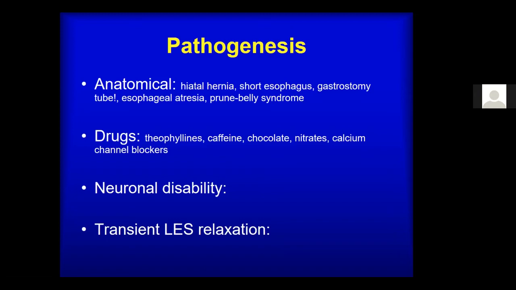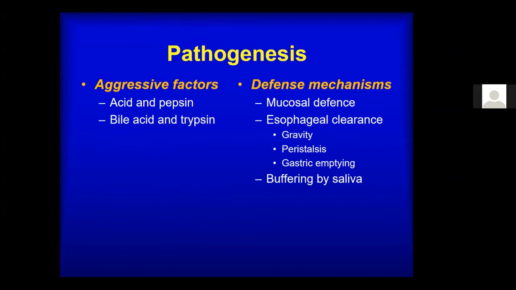Neuronal disability usually comes sometimes with gastroparesis or so, and that usually creates gastroesophageal reflux. And there is something described as the transient LES relaxation, and that came after the development of manometry and also pH monitoring. Some patients may have a transient lower esophageal sphincter relaxation at certain times of the day with no real cause that can be detected, and that could create a massive gastroesophageal reflux. So what are the aggressive factors here?